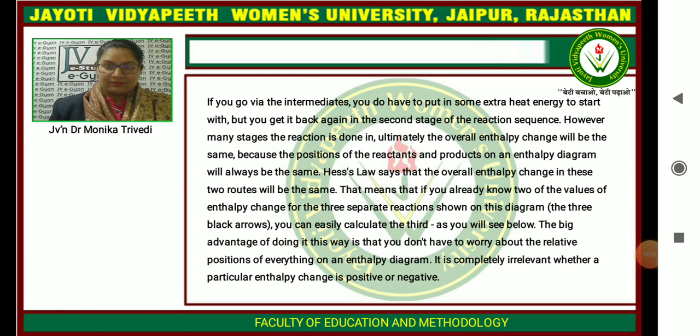According to Hess's law, the overall enthalpy change in these two routes will be the same. That means that if you already know two of the values of enthalpy change for the three separate reactions shown on the diagram, you can easily calculate the third. The big advantage of doing it this way is that you do not have to worry about how to calculate the overall heat of the reaction. You just take the heat of the product minus the heat of the reactant and you will get the overall change in heat of formation.